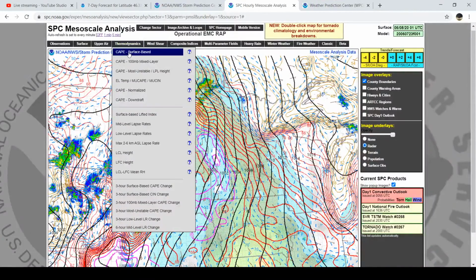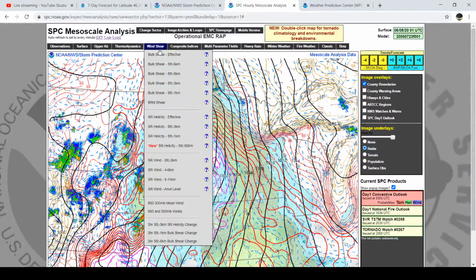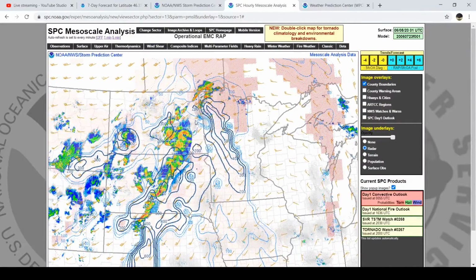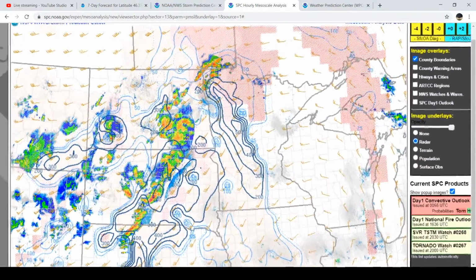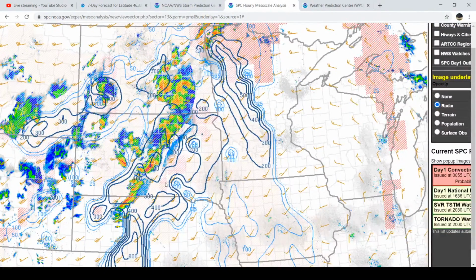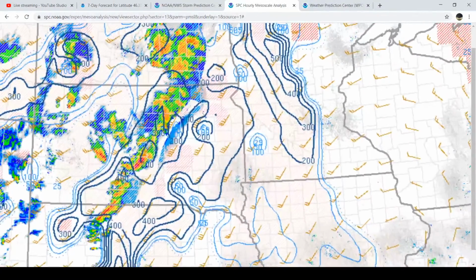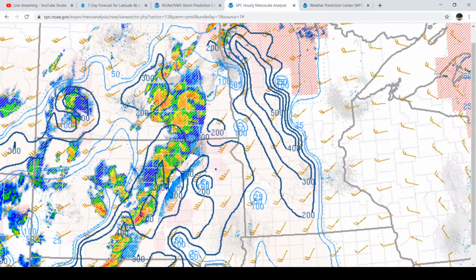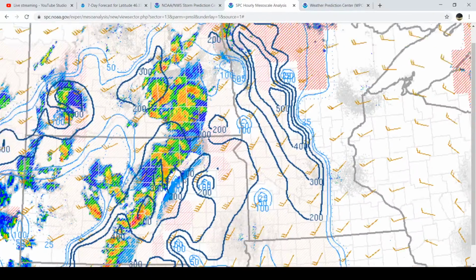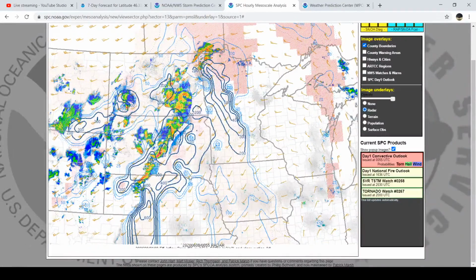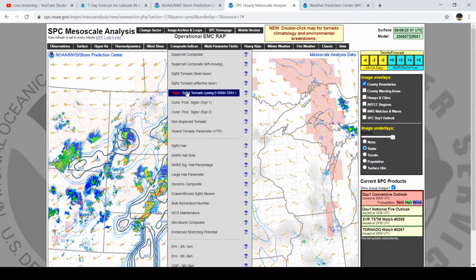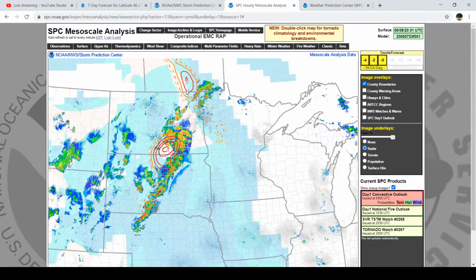But we can probably see that with our helicity values. We'll look at our SR helicity, so you can see our warm front's about right through this region right here, and our cold front's back here. As we can see, there's plenty of effective helicity through this region. About 200 through this region, maybe even up to 300. See, that's 100, 200, and 300 in a few spots. So there's enough helicity in the atmosphere for these storms to feed on.